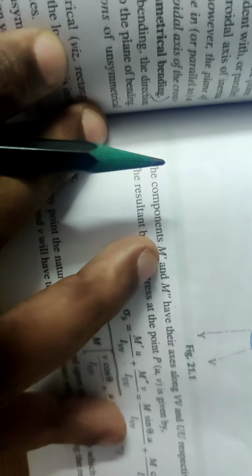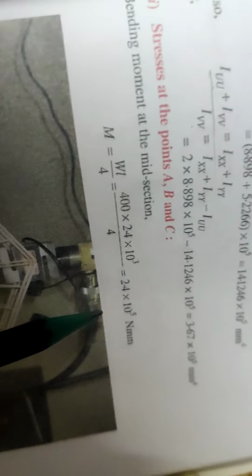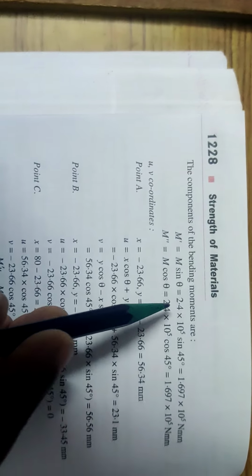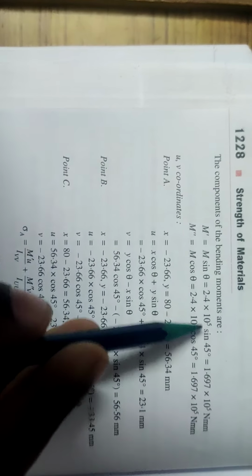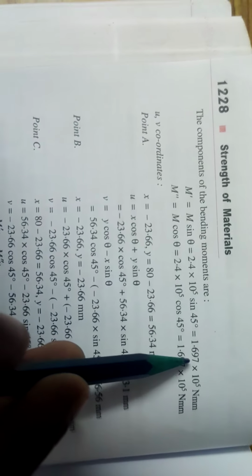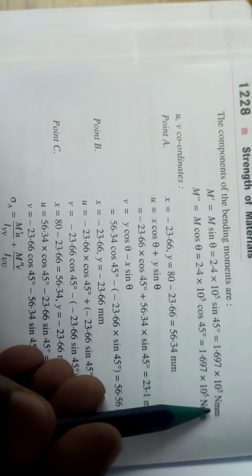In this formula, the component of M dash is M sin theta. We calculated the value of M as 2.4 into 10 power 5 Newton mm. So M dash, the component of the bending moment, is equal to M sin theta, which is 2.4 into 10 power 5 into sin theta. Theta value is 45 degrees, so we are getting M dash as 1.697 into 10 power 5 Newton mm.